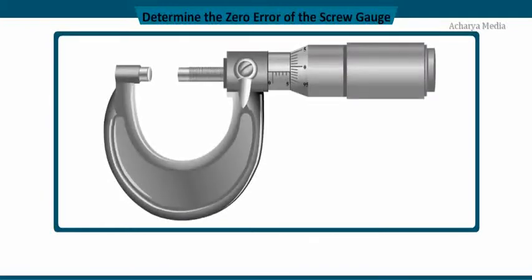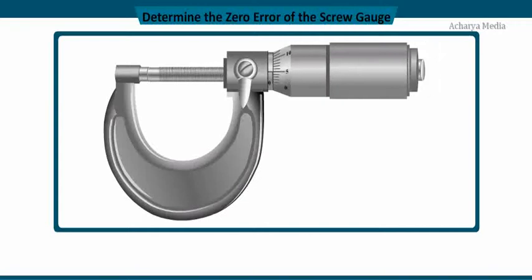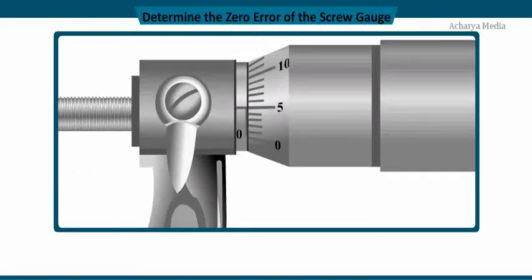Let us now check for the zero error of the screw gauge. To do this, rotate the ratchet till the end of the screw comes in contact with the stud. Now, check the location of the 0th division of the head scale of the screw gauge. The 0th division of the head scale or the circular scale is below the index line of the main scale. Thus, the error is positive and the correction required is negative.